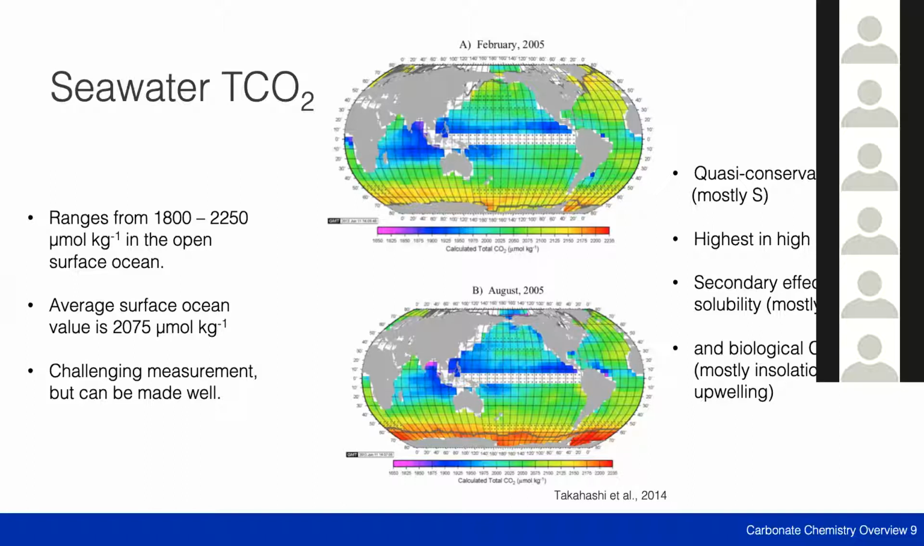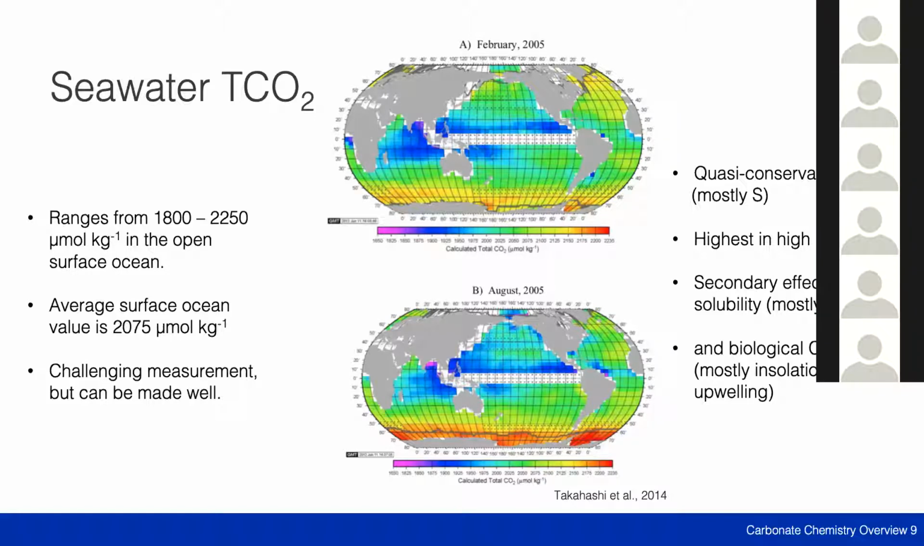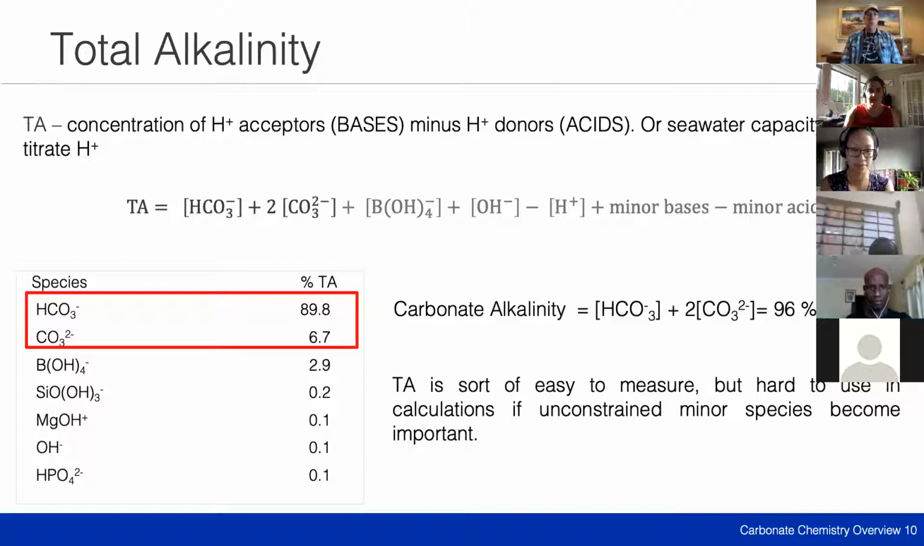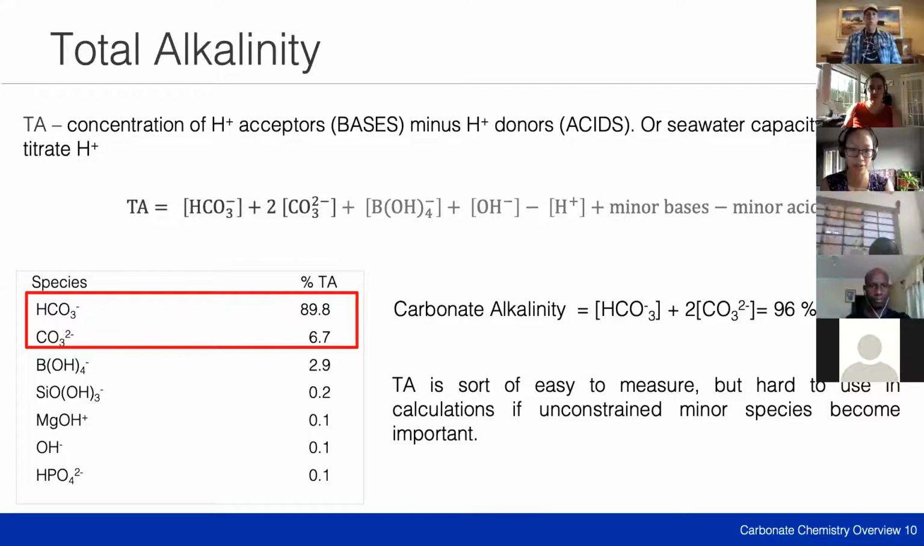And then DIC can be affected by CO2 solubility as well, and that relates to temperature and biological processes. Okay, next slide. So total alkalinity is something that people have a lot of difficulty wrapping their minds around. And the way that is easiest to think about is proton acceptors minus the proton donors. So the amount of base you have minus the amount of acid you have.